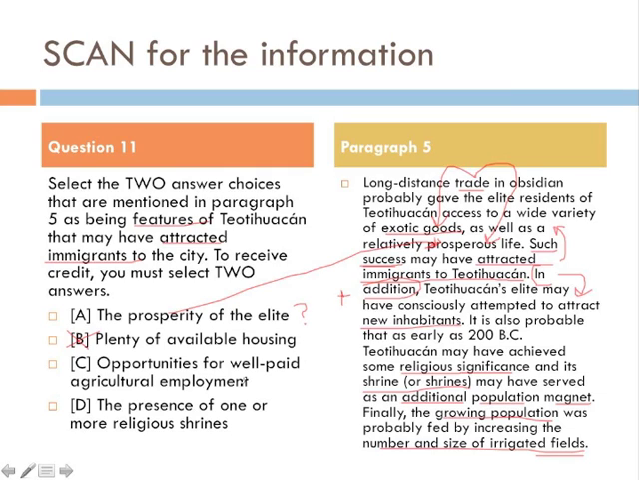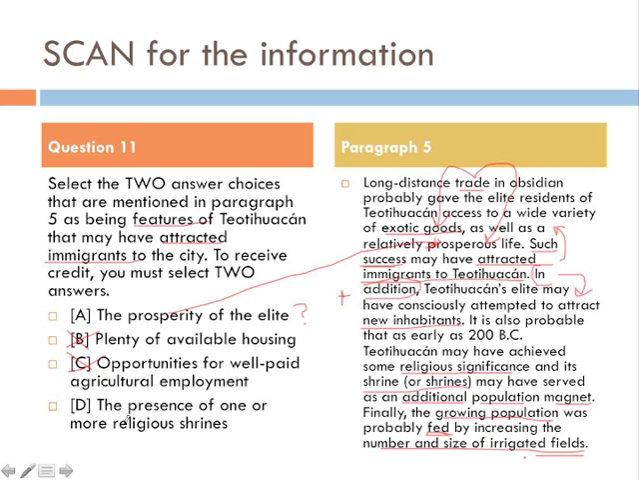Let's move on to C. Opportunities for well-paid agricultural employment. Well, where does it mention agriculture in the reading? At the end of the paragraph, it does mention the idea of irrigated fields, but it doesn't necessarily mention anything about employment. Now, it might seem logical that people would want to come for good jobs, but instead it talked about the idea that agriculture was a great way to feed people, not necessarily an opportunity for employment. So it looks like we might be able to eliminate C.